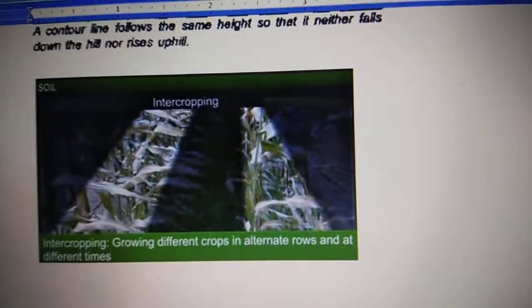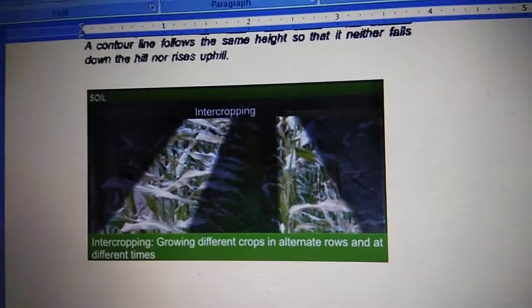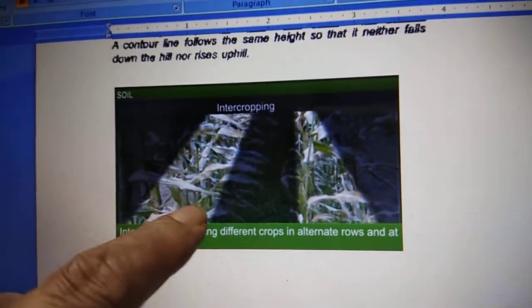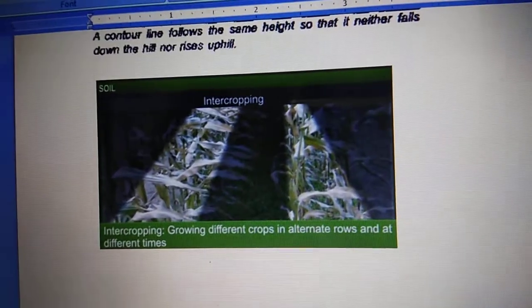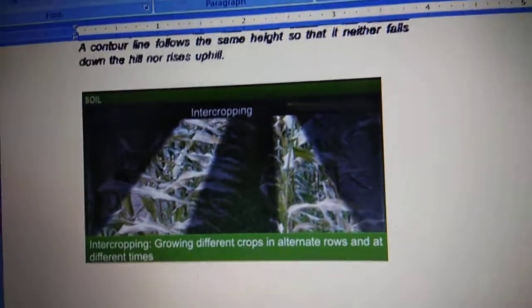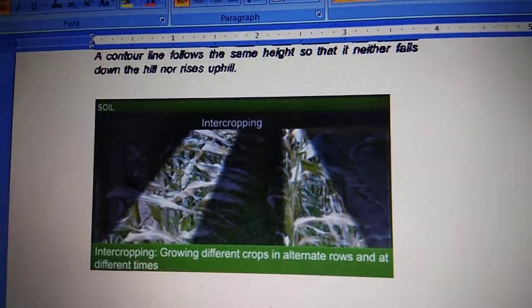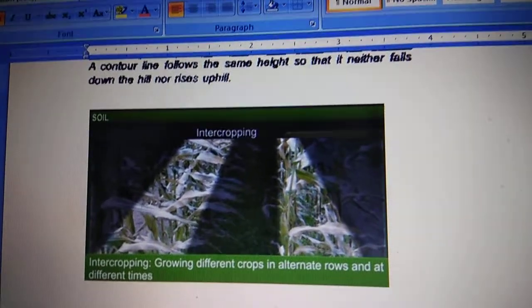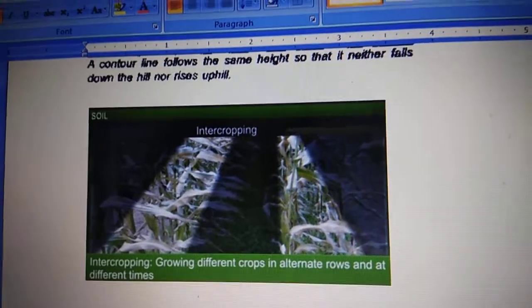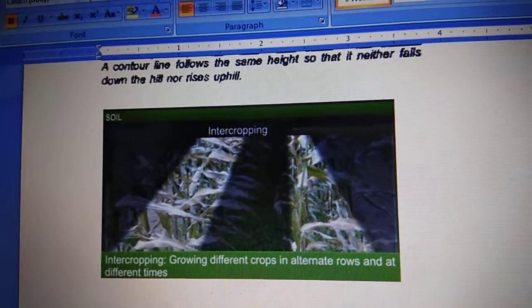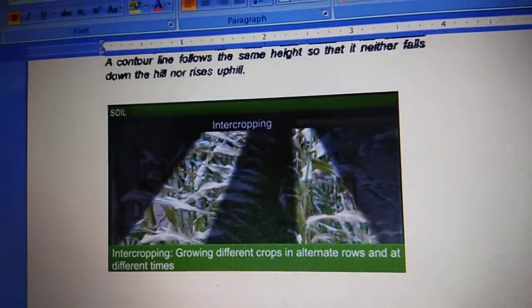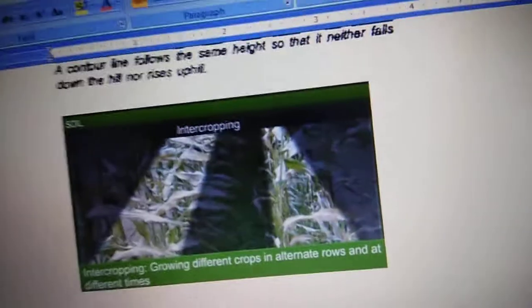Okay children, another way of soil conservation is intercropping. Now different crops are grown in alternate rows and sown at different times. So suppose I grow onions here, in the next row I will grow potatoes, but at different times, so that once one row is harvested, the other row is still there to bind the soil together and prevent soil erosion. This is called intercropping. So what are the methods of soil conservation we have learned? We have learned mulching, contour barriers, rock dams, terrace farming, intercropping, contour ploughing, and shelter belts.